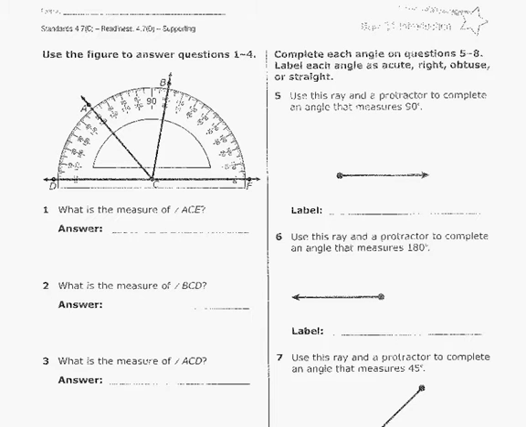Okay. Use a figure to answer questions 1 through 4. Question number 1. What is the measure of angle ACE? So angle ACE. This is angle ACE right here. And I can see that ACE is an obtuse angle. And when I look at that, since it's an obtuse angle, it's crossing 50 and 130. So I know this one is 130 since it's an obtuse angle. So 130 degrees.